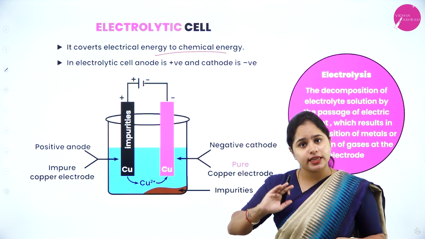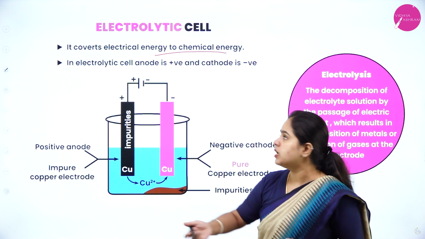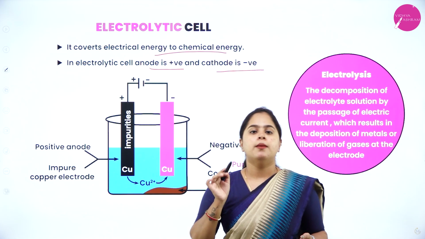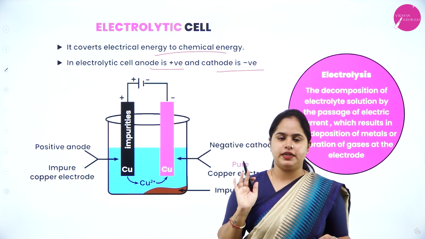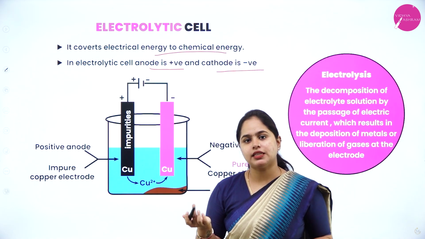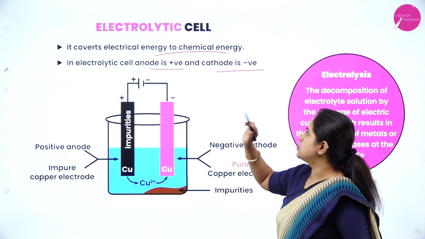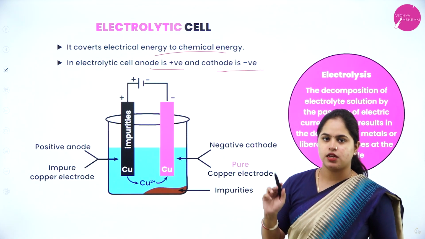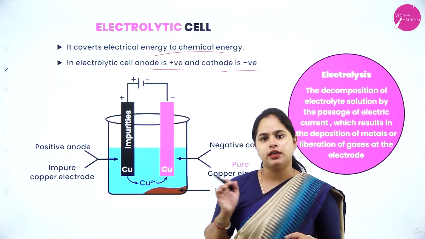And in the electrolytic cell, the signs of anode and cathode are different. It is exactly the opposite. Anode is considered the positive electrode and cathode is the negative electrode. But still at the anode, oxidation always takes place, and at the cathode, reduction takes place. No confusion in that, but the charge keeps changing. In the electrochemical cell, anode is negative, cathode is positive. In the electrolytic cell, anode is positive and cathode is negative. So this is the basics of the electrolytic cell: electrical energy is converted into chemical energy.